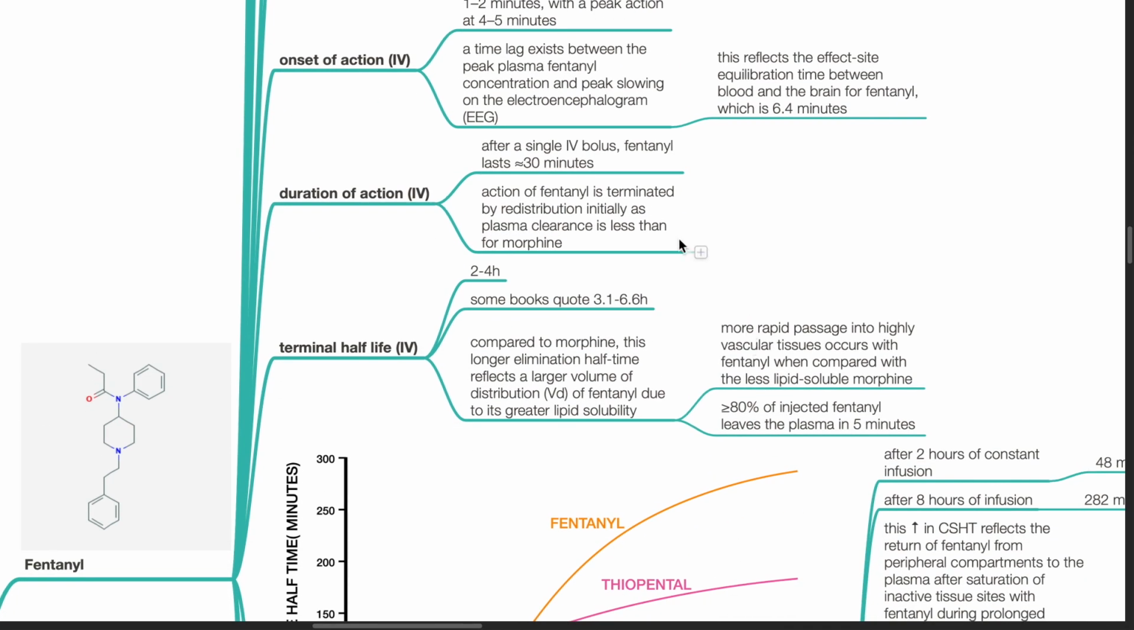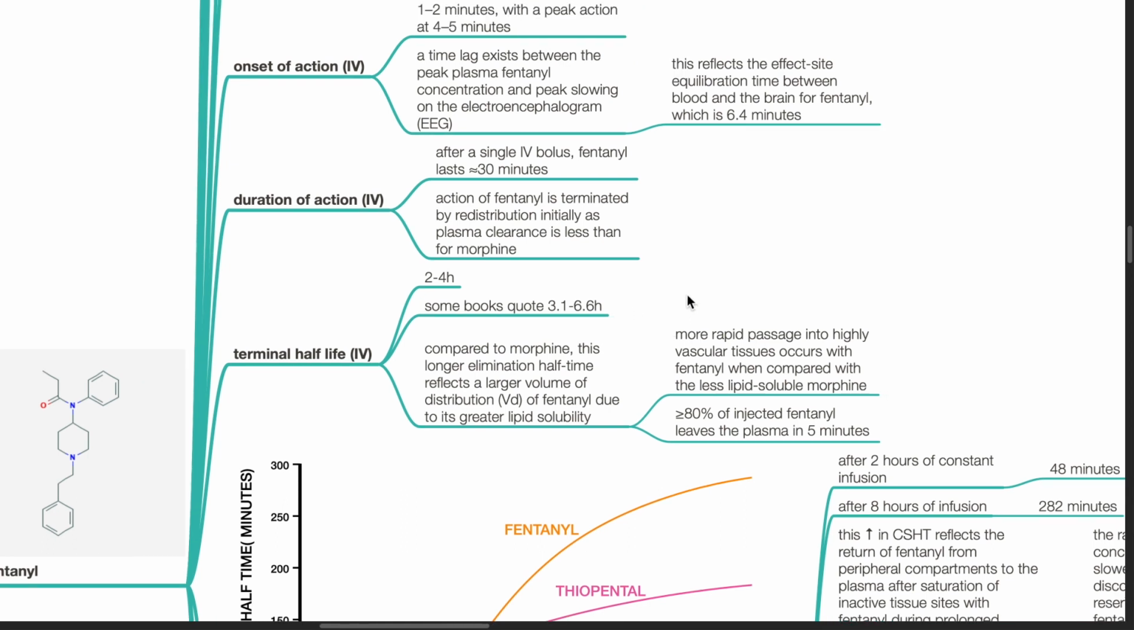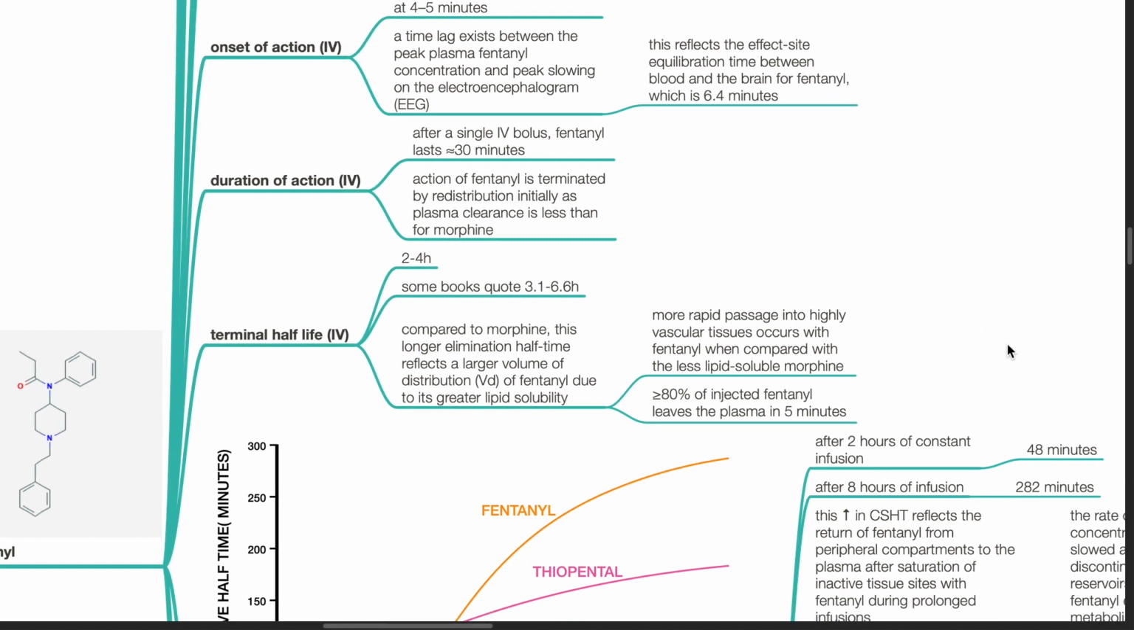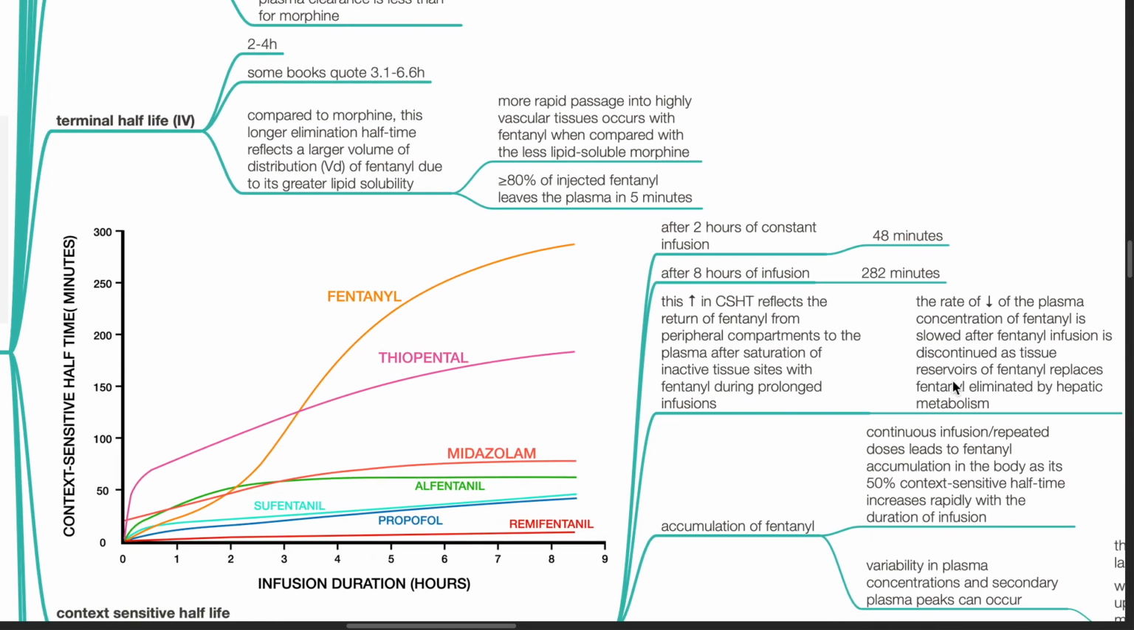Terminal half-life is 2 to 4 hours. Some books quote 3.1 to 6.6 hours. All values quoted in this video may vary depending on different sources. Compared to morphine, this longer elimination half-time reflects a larger volume of distribution of fentanyl due to its greater lipid solubility. More rapid passage into highly vascular tissues occurs with fentanyl when compared with the less lipid-soluble morphine. 80% or more of injected fentanyl leaves the plasma in 5 minutes.